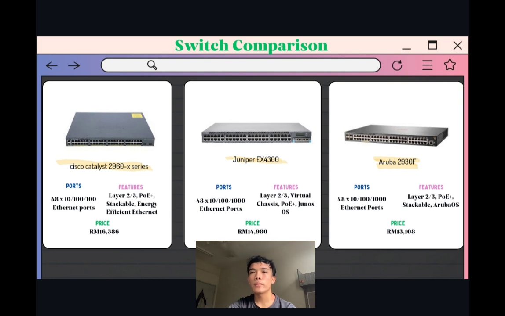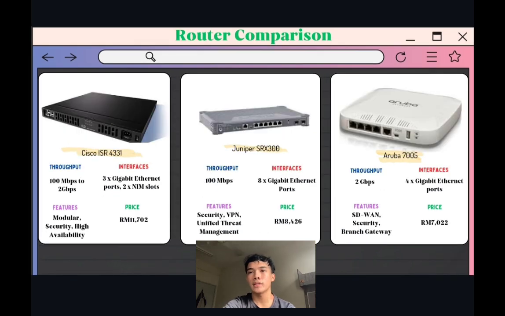For the ports, they are still the same, but for the features, Cisco Catalyst has layer 2/3, PoE plus, stackable, energy efficient Ethernet. The second one is Juniper EX4300. The features are layer 2/3, virtual chassis, PoE plus and Junos OS. And the last one is Aruba 2930F. The features are layer 2/3, PoE plus, stackable and Aruba OS.